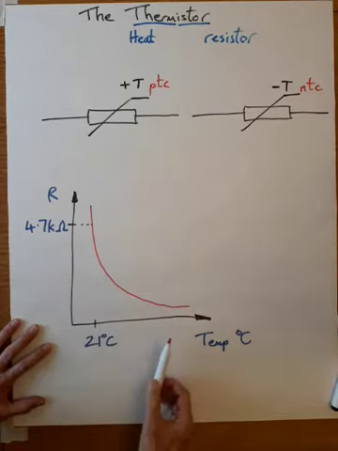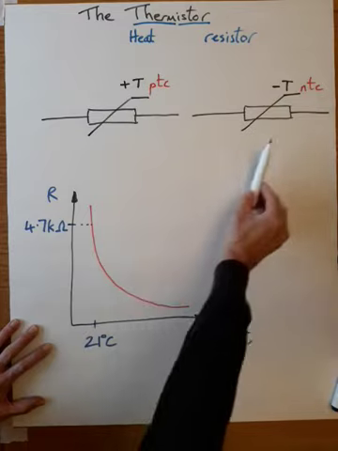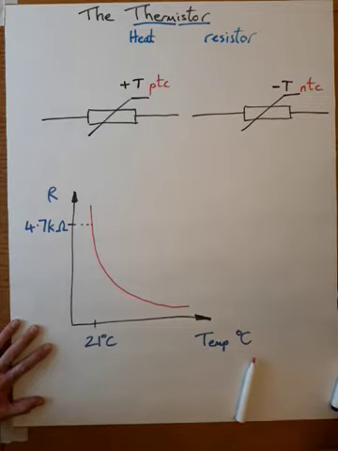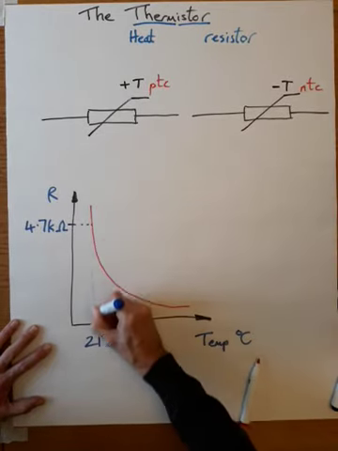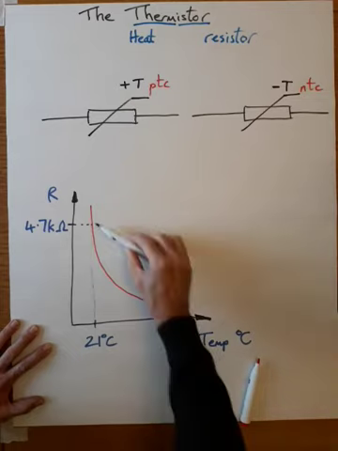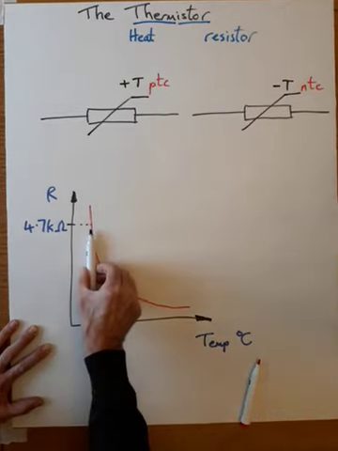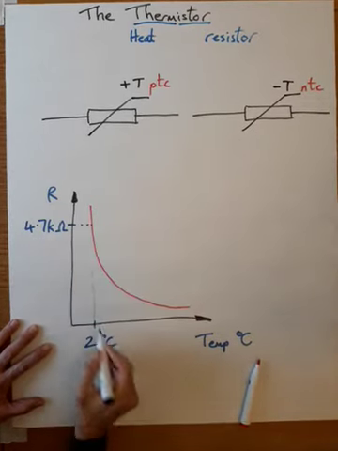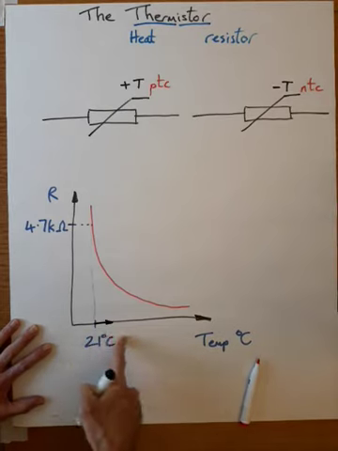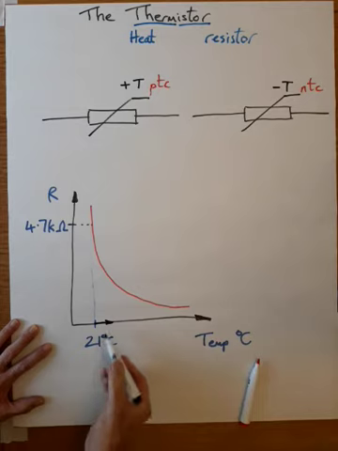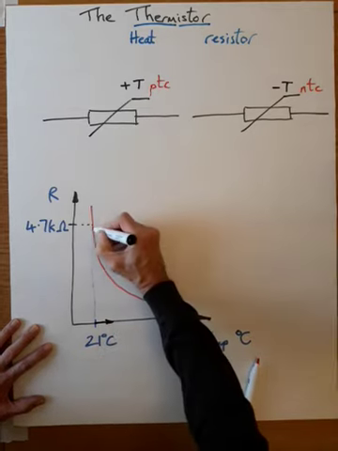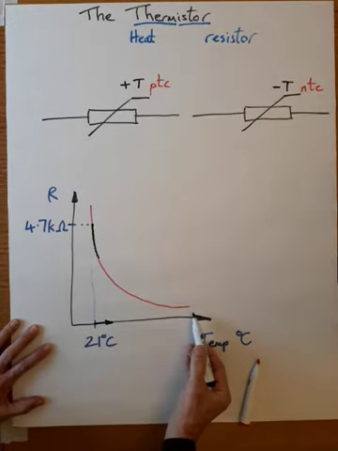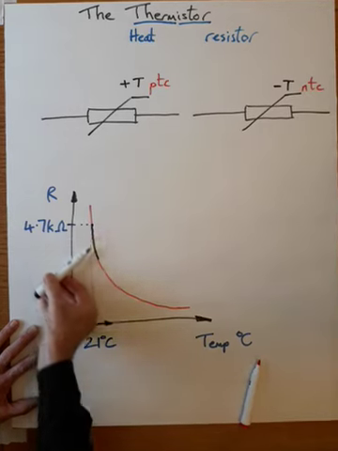On this simple characteristic, this represents how the thermistor behaves with an increase in temperature. So if we look here at room temperature, the thermistor has a resistance of 4.7 kiloohms. If the temperature increases, so the temperature is going this way, 25, 30, 40, whatever the temperature is, the resistance falls rapidly. That's what this characteristic tells us. So as the heat goes up, its resistance comes down.